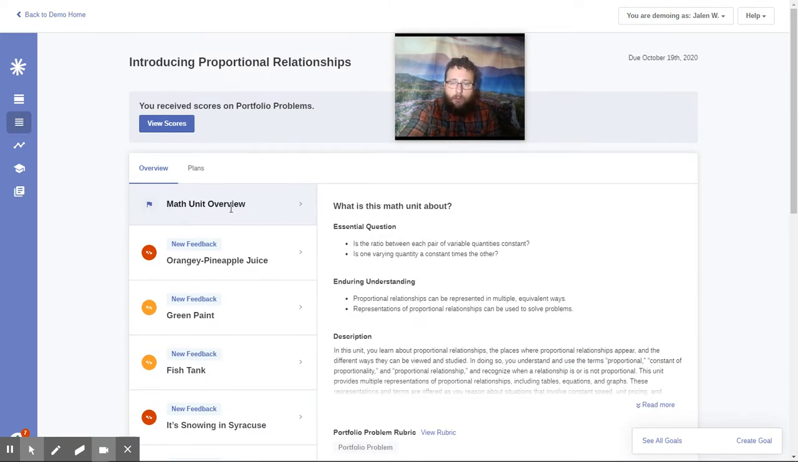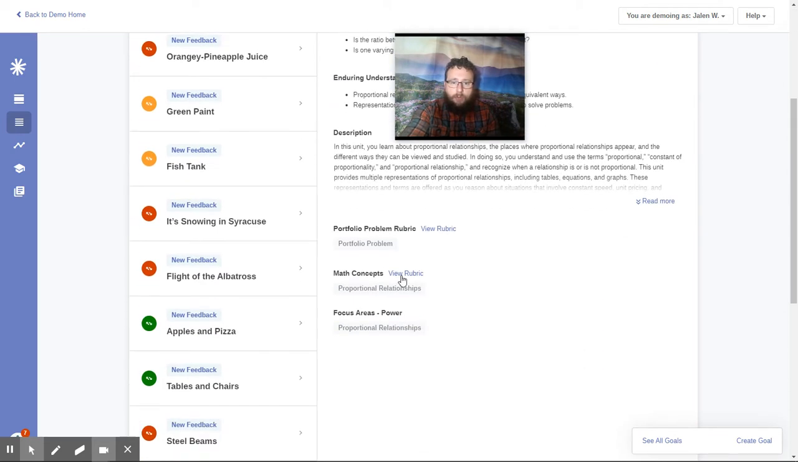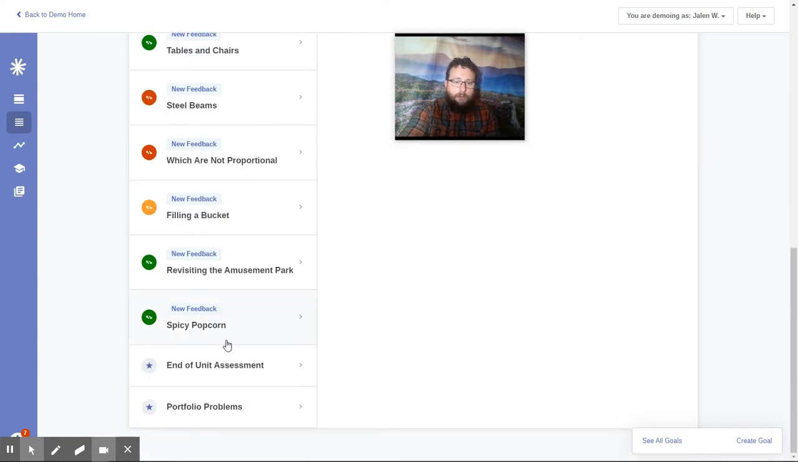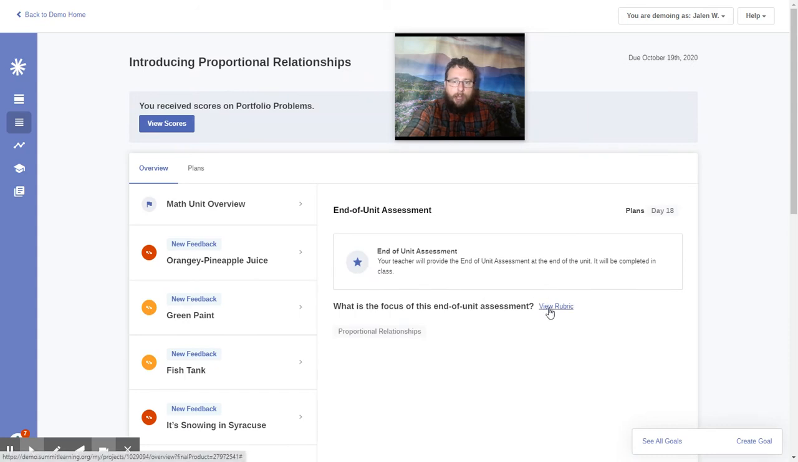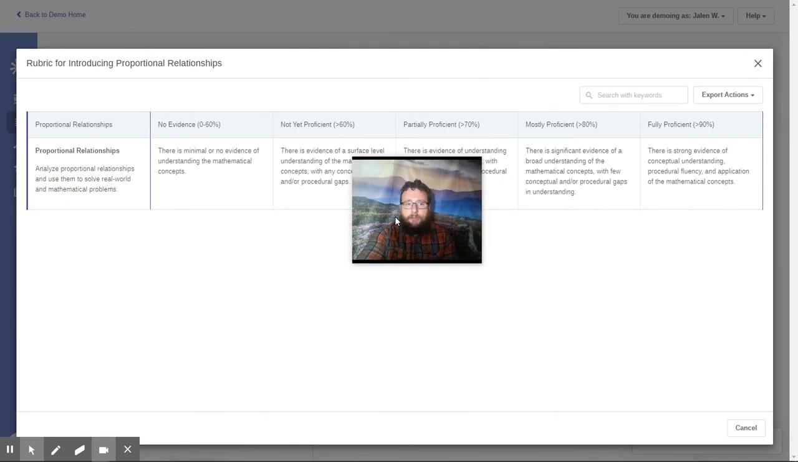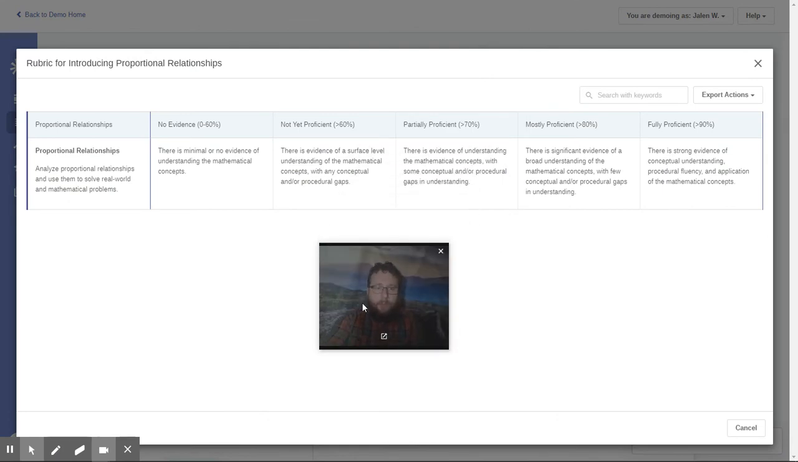Now, right at the overview page that you get if you click on any math unit throughout the platform, if you scroll, you can see on the right side here, Math Concepts Rubric. That is also accessible from the end of unit assessment. If you look at the top right, you will see there, View Rubric. When you click on the rubric, this Math Concepts Rubric will open up.